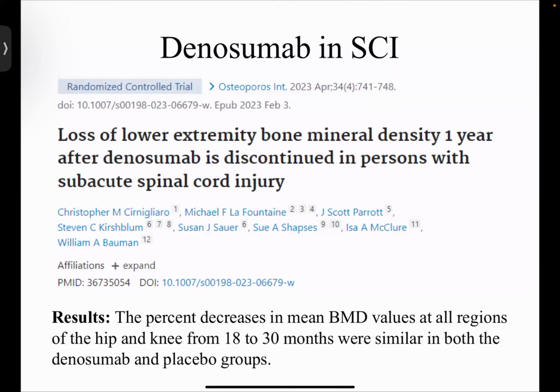So before prescribing denosumab, you have to be very careful whether the patient can afford the drug. The patient must be able to maintain the drug for quite a long time. And if you have to stop denosumab, check the bone mineral density and bone turnover markers, and you can switch to oral or IV bisphosphonates.